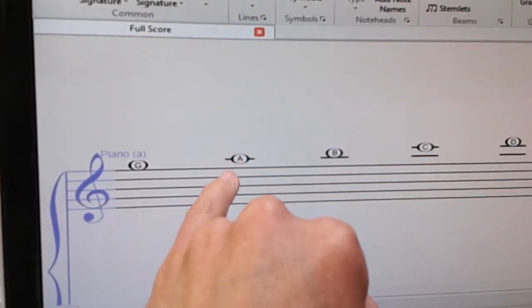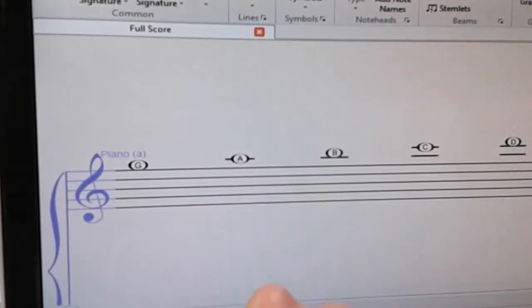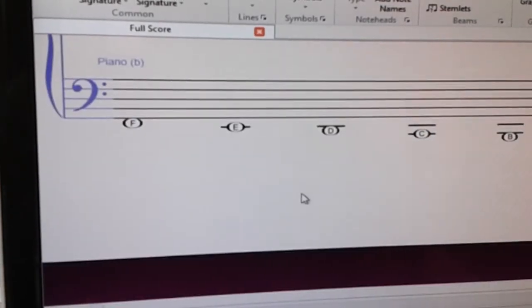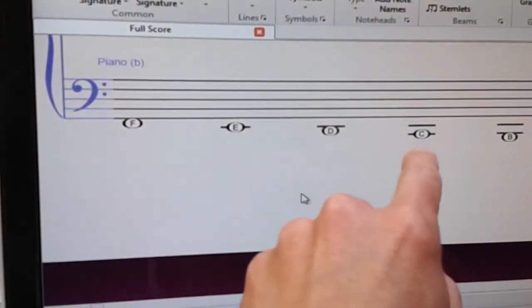And notice that the ledger lines are the same distance from the top line as the other lines of the stave are from each other. Here, those 2 are the same distance apart, and so on. And those are the notes immediately below the bass clef, F, E, D, C, B.